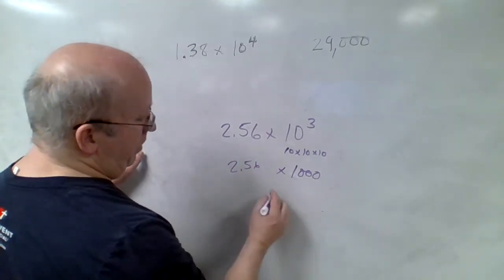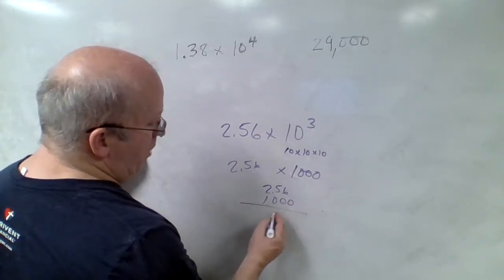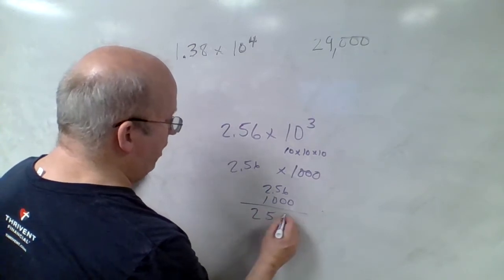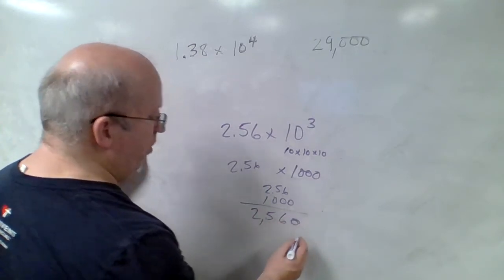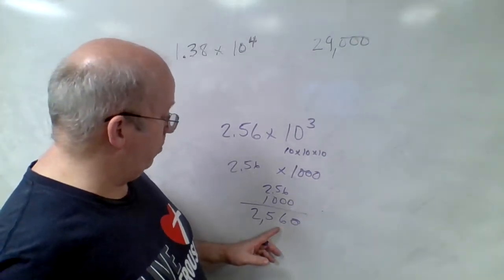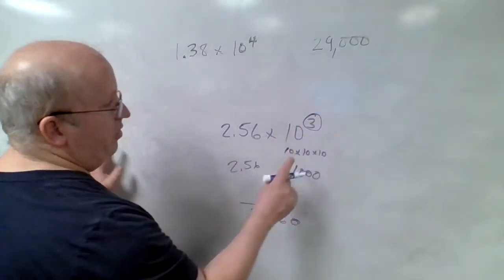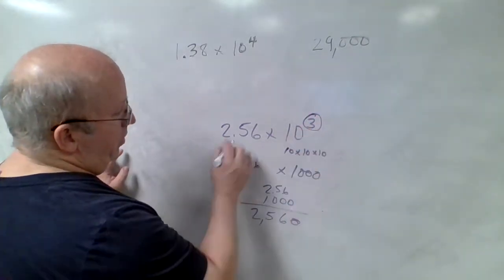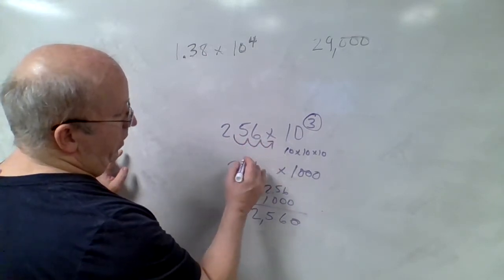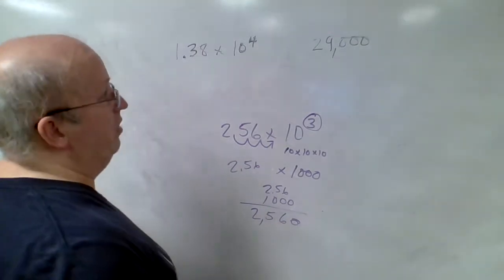And what would 1,000 times 2.56 be? Well, if I did the math on that, 2.56 times 1,000, I would find out that I'd get an answer of 2,560 if I did the 3-digit times 4-digit multiplication. Now, another way to do this is to realize that multiplying by 10 to the 3rd is really moving the decimal point 3 places to the right. And moving it 3 places to the right gets you that number of 2,560.